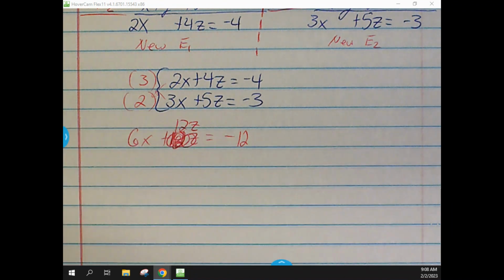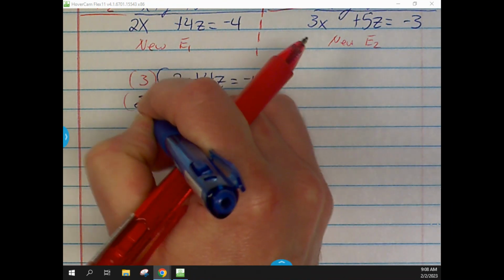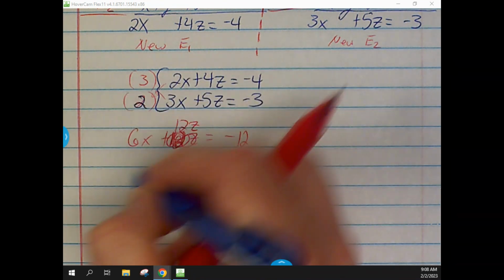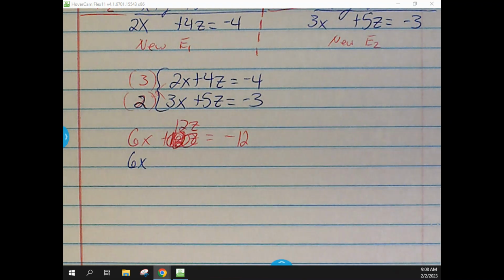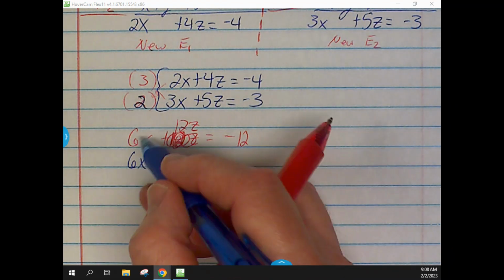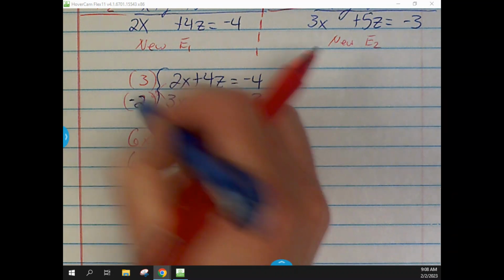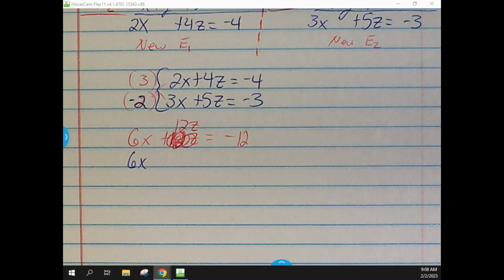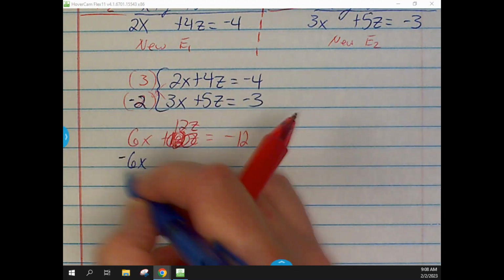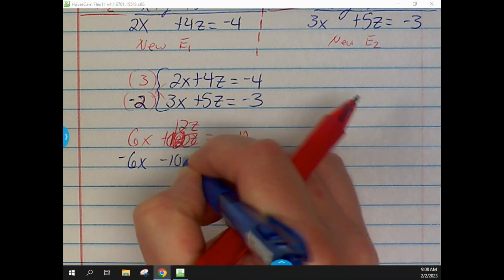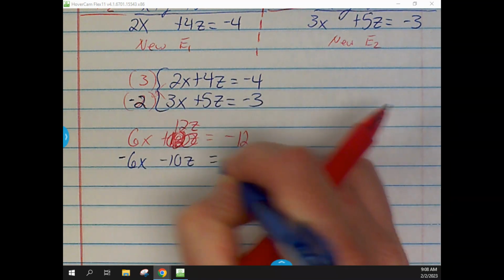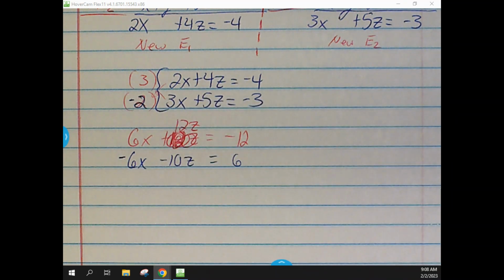All right, on the bottom one, if we multiply by 2, we've got 2 times 3, that's going to be 6x, right? But we said if this one's positive, this one's got to be negative. So to make that one negative, we just got to multiply by -2. So we've got -6, we've got a minus 10z, and a positive 6.